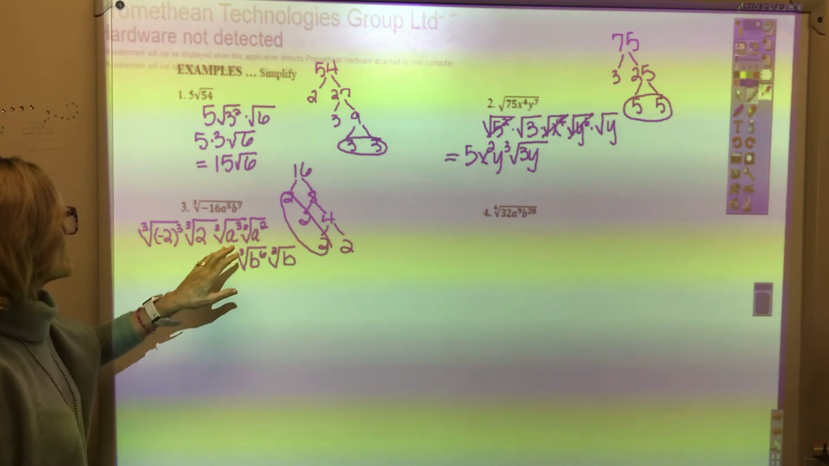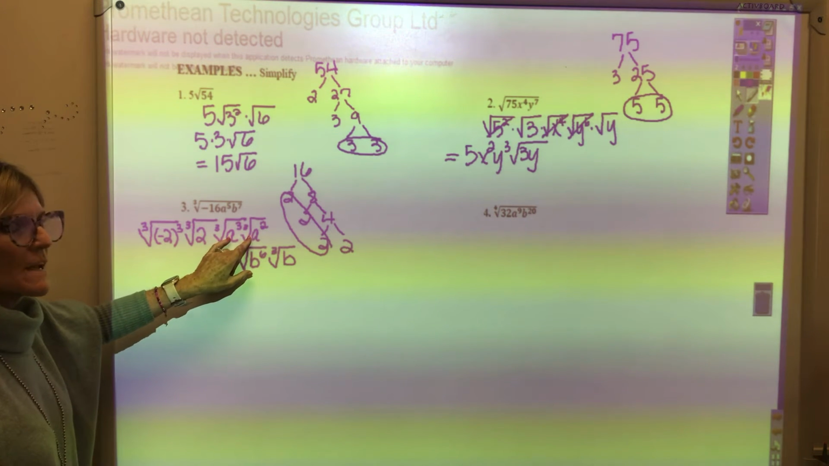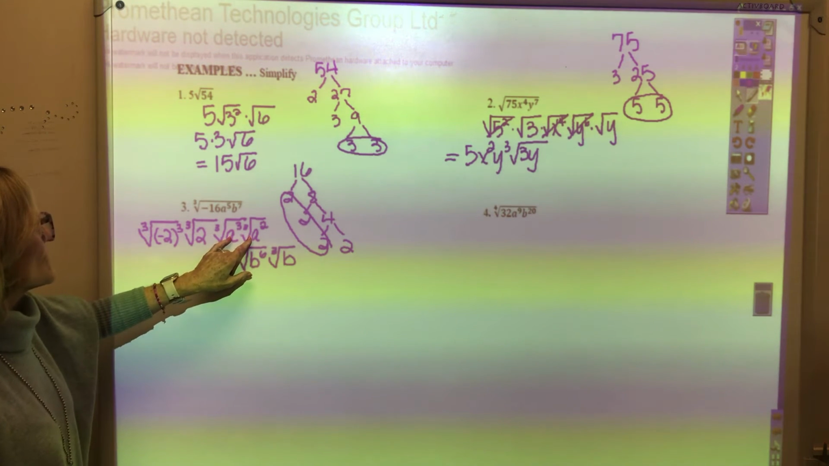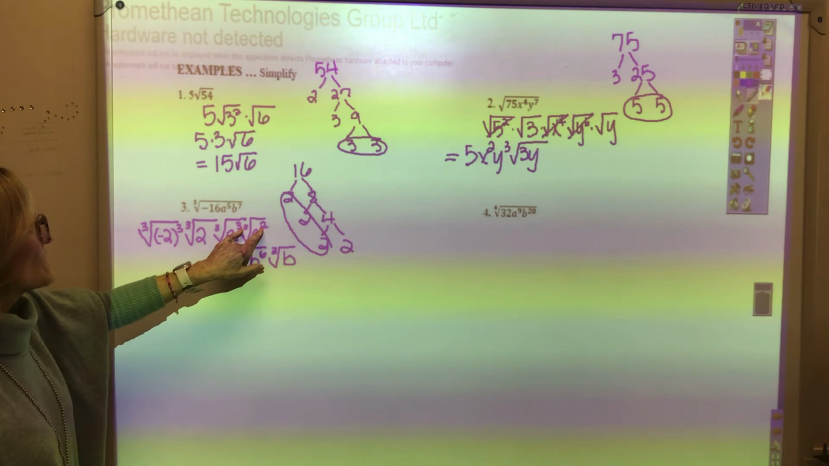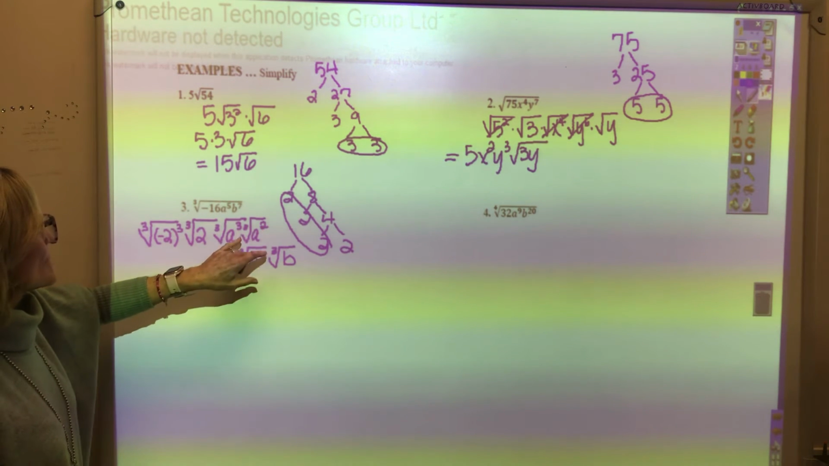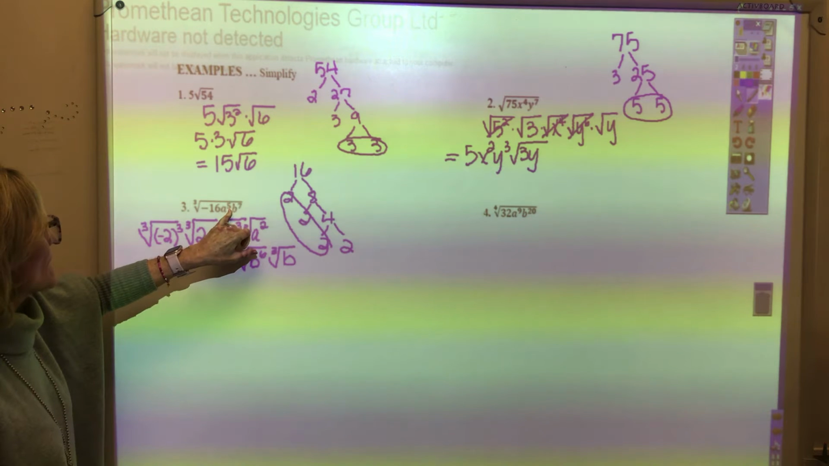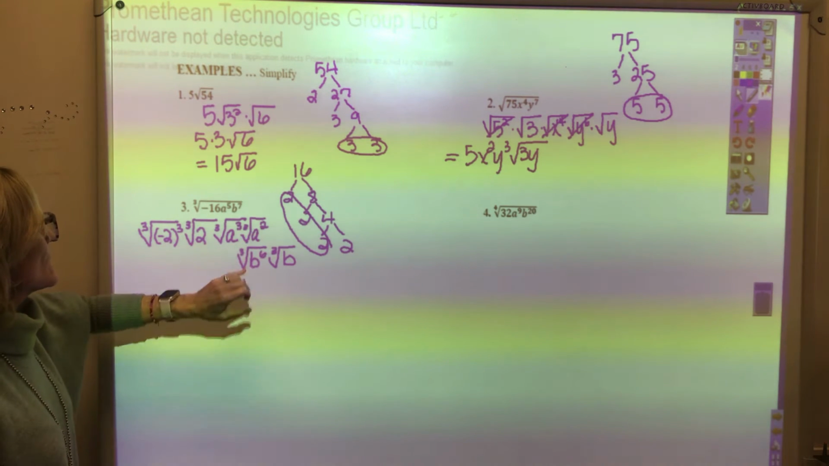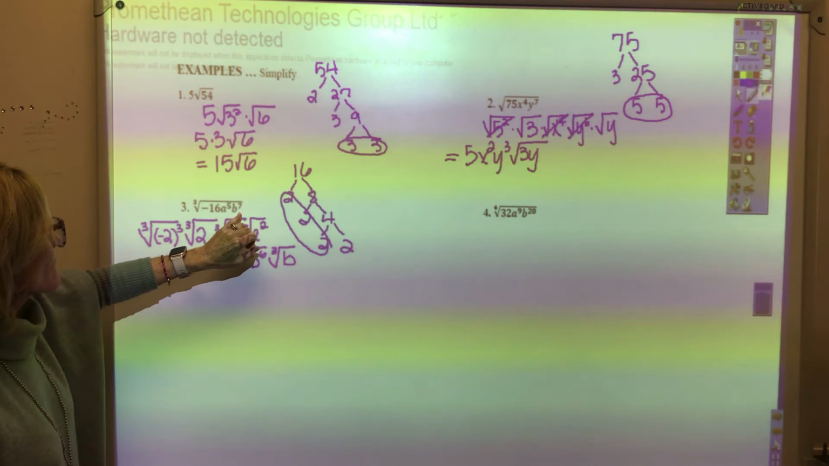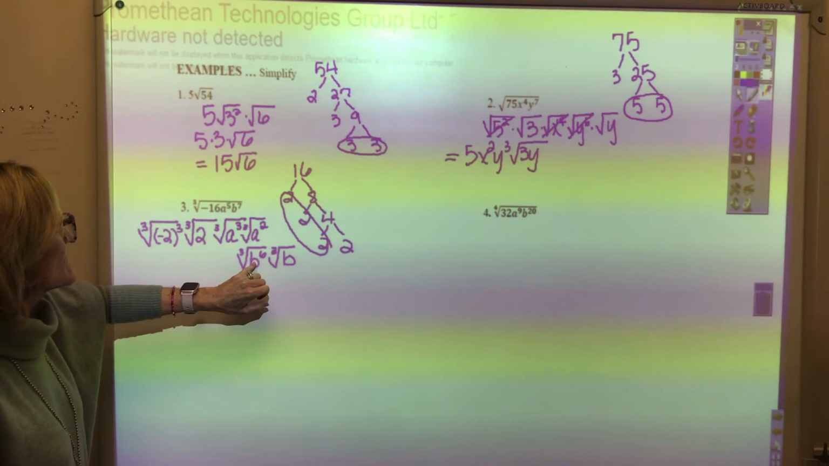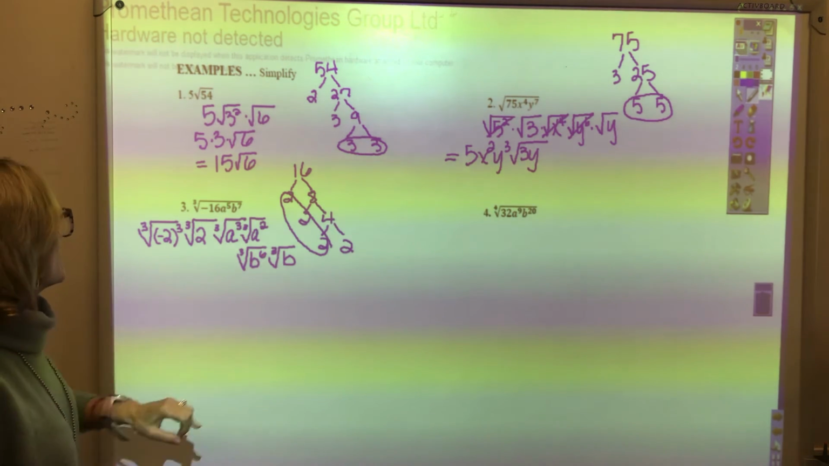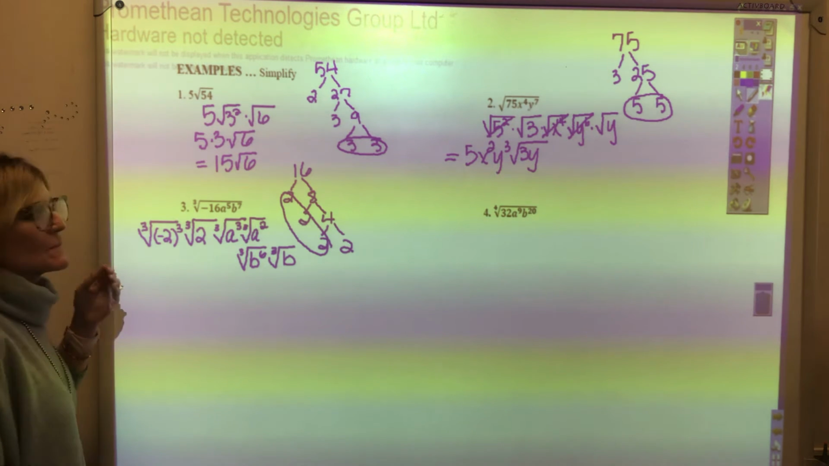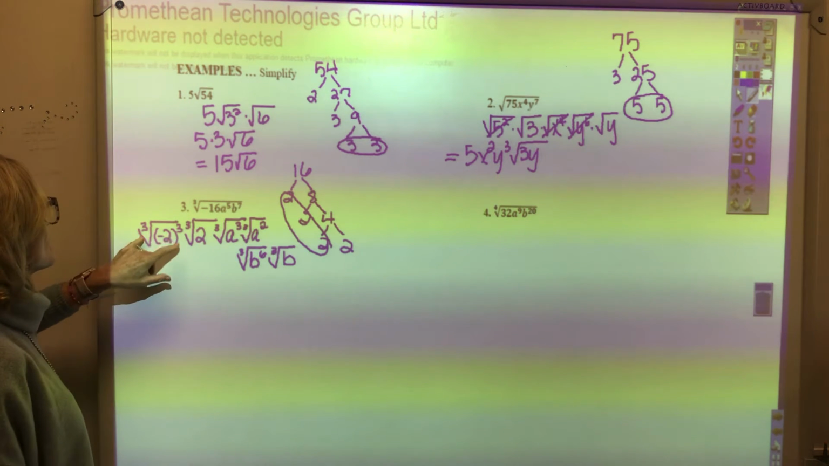So I broke the variables down into powers that were divisible by 3. So if I had a to the 5th, then I could take an a to the 3rd and an a squared. And if I had b to the 6th, or b to the 7th, I could take b to the 6th and b. So when I simplify, I'm dividing my powers by 3.